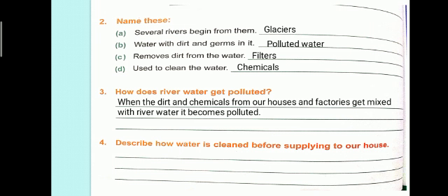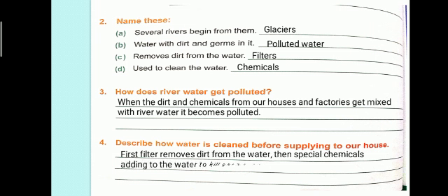And last exercise of the exercise is exercise number 4. Describe how water is cleaned before supplying to our houses. So first filters remove the dirt from the water, then special chemicals are added to the water to kill the germs, and this water is clean and then supplied to our houses. Okay, I hope you understand that very well. Do this in neat handwriting.